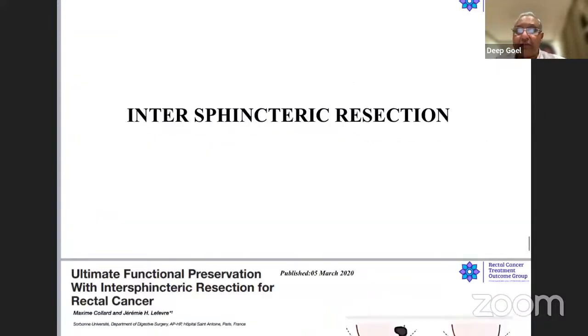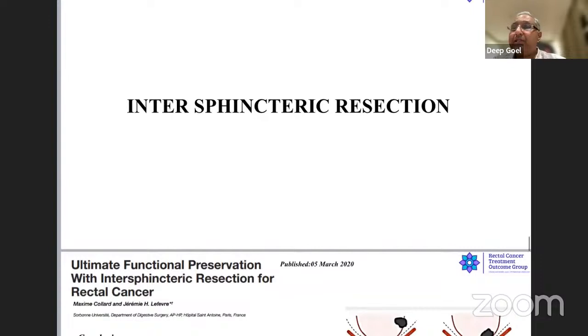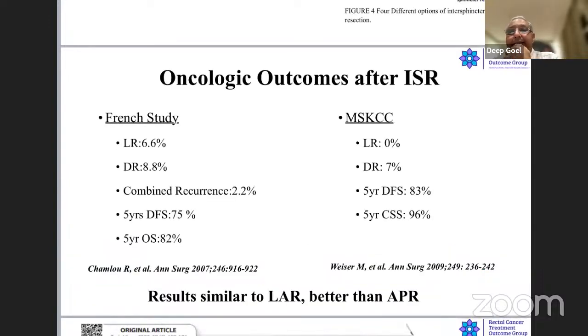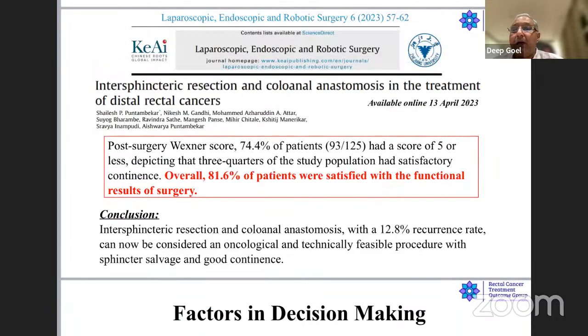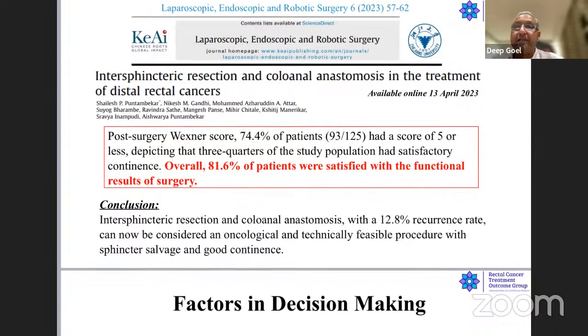Intersphincter resection, Dr. Arun has already told us in great detail. A few slides, I would say that one has to be careful about functional results and oncological results, because the more aggressive you are with ISR, you really need to choose your patients very, very carefully. But if you look at the data, there is no oncological disadvantage. And in most patients, even the functional results are as expected. This article says that around 81.6% of the patients were satisfied with the functional results of the surgery.